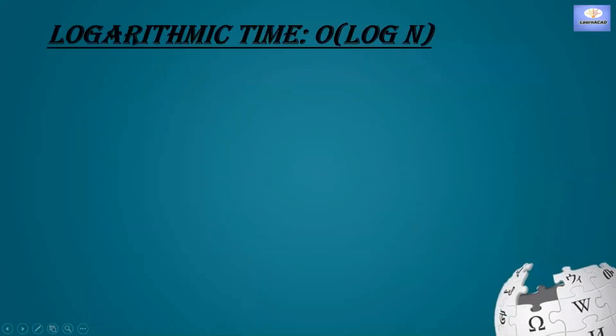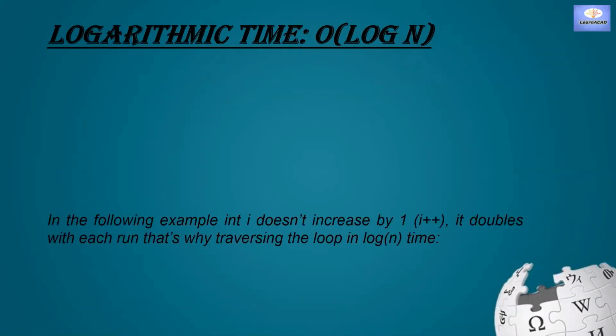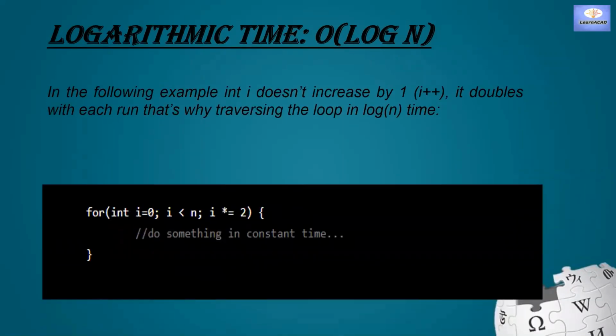The next one is logarithmic time, which is big O of log n. Logarithmic time grows slower as n grows. An easy way to check if a loop is log n is to see if the counting variable, in this case the variable i, doubles instead of incrementing by 1. In the following example, int i doesn't increase by 1 because it is i = i * 2, not i++. It doubles with each run. That's why the loop traverses in log n time.